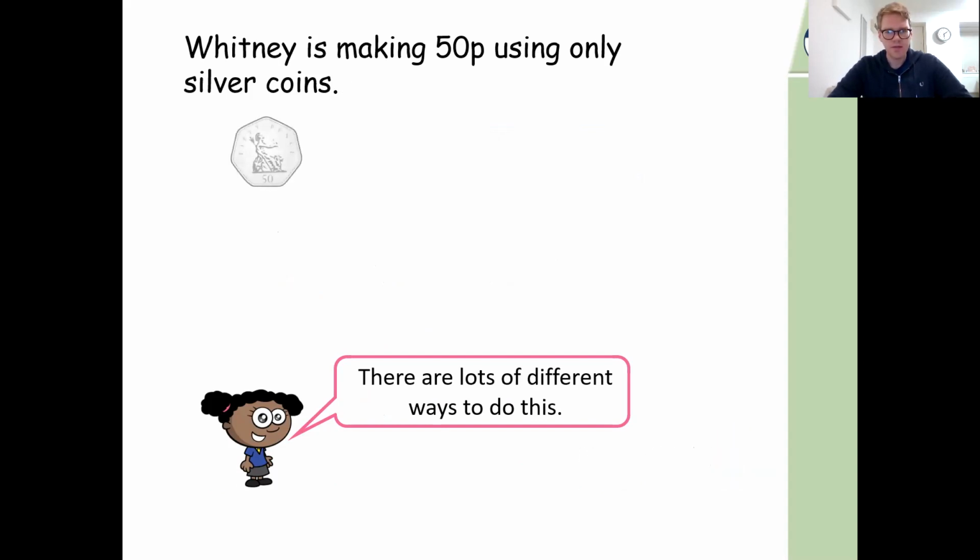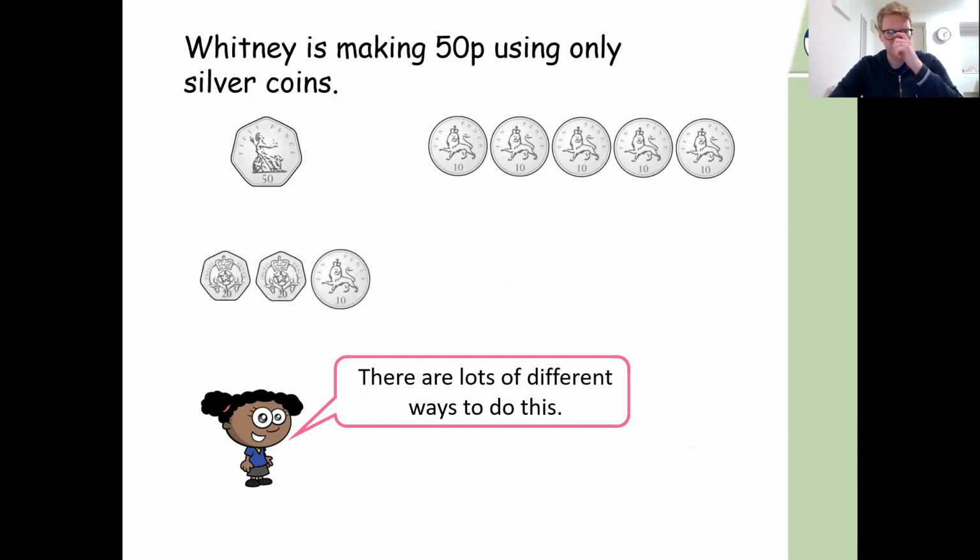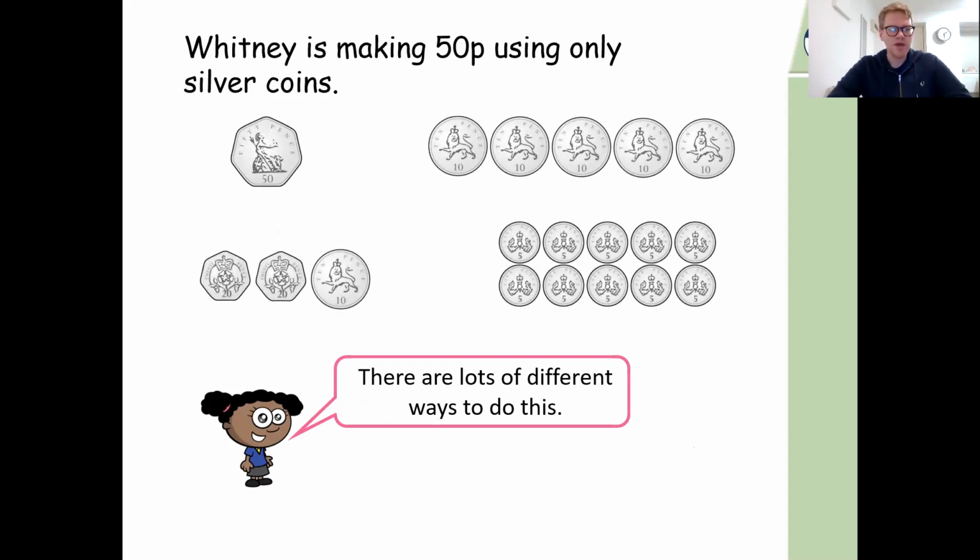Okay, there's going to be lots of different answers to this. Here are a few of them. We could have just one 50p on its own. We could have 5 10p pieces. We could have a 20, a 20 and a 10. You could have 10 lots of 5. There are actually other ways as well, so we could have a combination thereof.